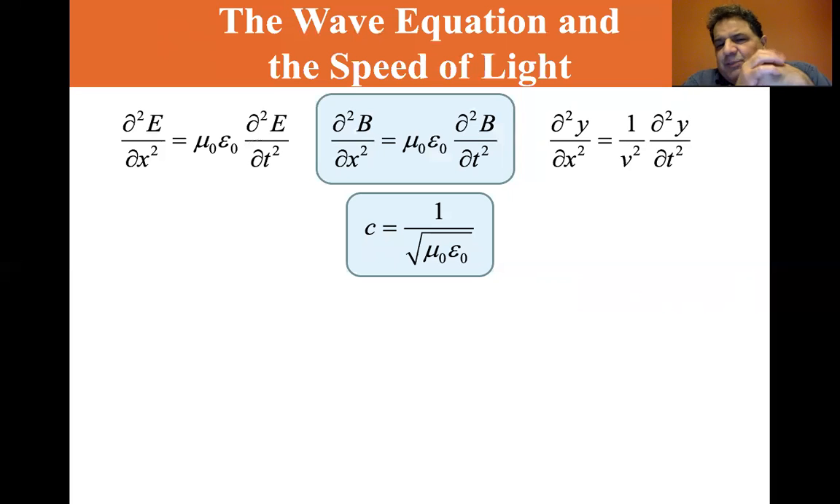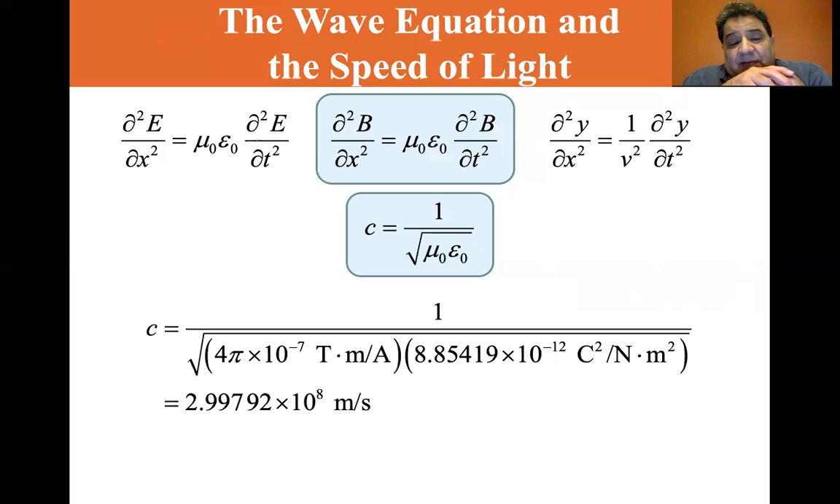So c, the speed of light, is equal to 1 over the square root of the permeability and permittivity constants, mu 0 epsilon 0. If we calculate that out, c equals 1 over the square root of 4 pi times 10 to the minus 7 Tesla meters per amp, times the permittivity constant 8.85419 times 10 to the minus 12 Coulomb squared per Newton meter squared, we end up with 2.99792 times 10 to the 8th meters per second, which is the speed of light.